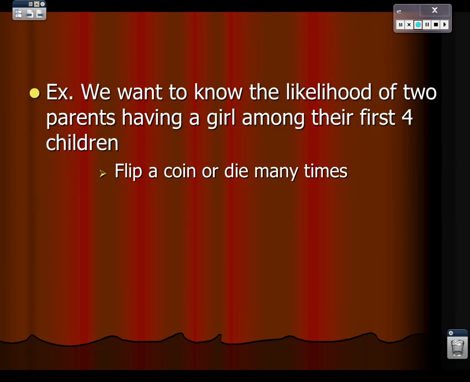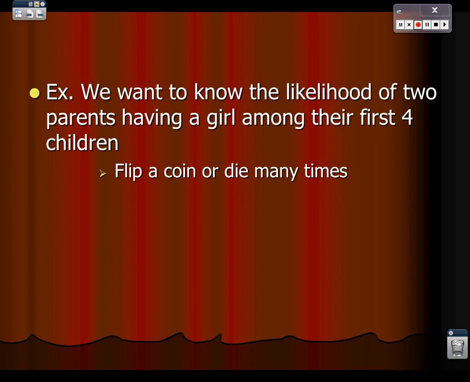For instance, maybe I wanted to know the likelihood of two parents having a girl among their first four children. Well, I'm not going to take a couple, let them have four kids, and then count if they had a girl within those first four children, and then repeat that process over and over with different couples. Well, that would take a long time. An easy way to simulate this is to just flip a coin or roll a die.